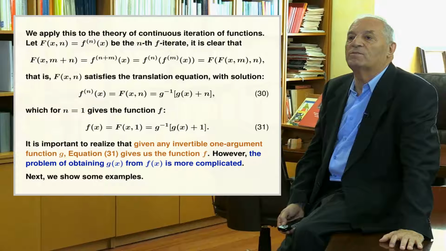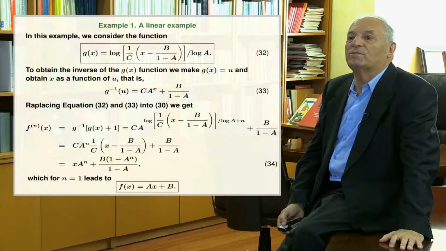However, the problem of obtaining g of x from f of x is more complicated. Our first example is a linear example in which the g function is the one given at the top of the slide. To obtain the nth iterate from 30, we need the inverse function of g, which can be obtained from 32, making this expression equal to u and obtaining x as a function of u to get the expression 33.